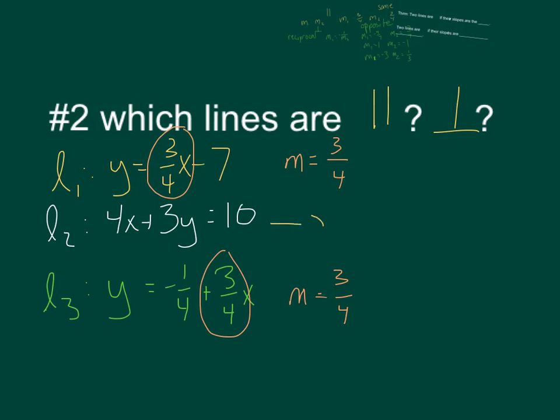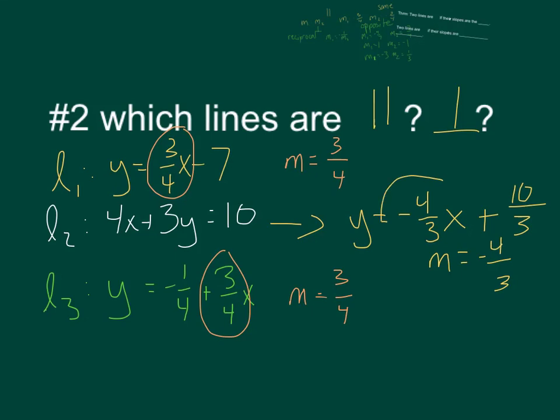So let's do that real quick. Y equals, pick up 4x, it becomes negative, divide by 3, negative 4/3 x plus, scoot the 10 down, divide it by the 3 on the y, 10/3. So that m is negative 4/3. And now we know everything we need to know. So tell me, which lines compare to which? Which lines are parallel? Well, which ones have the same slope? This guy and this guy.